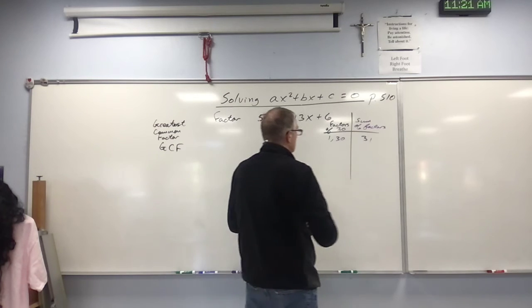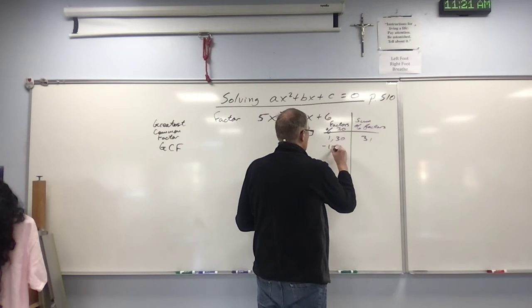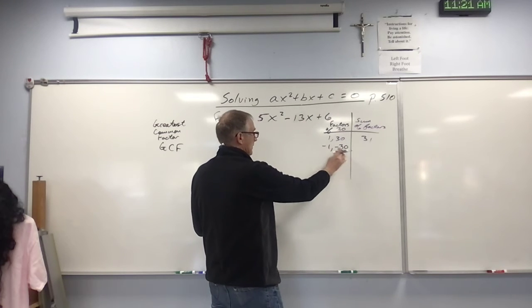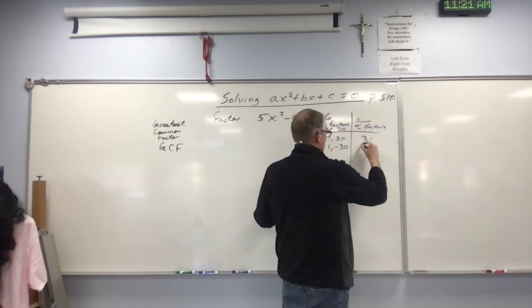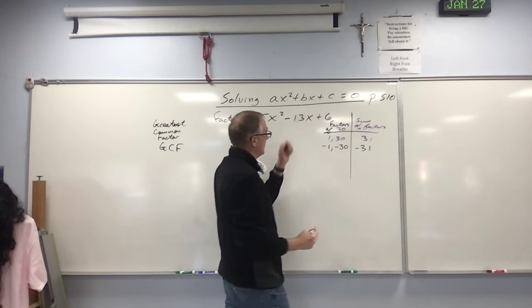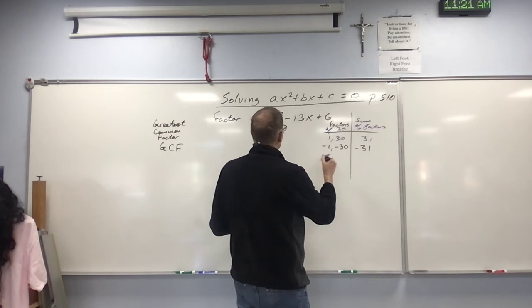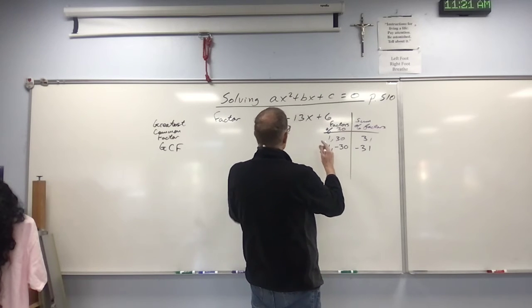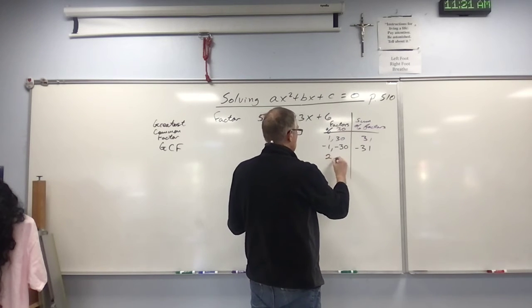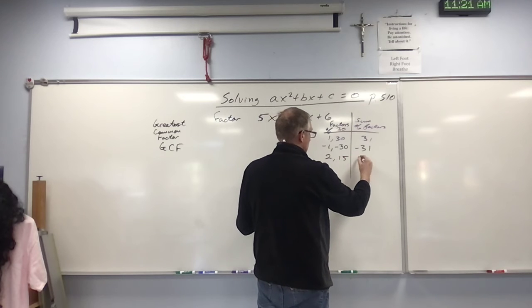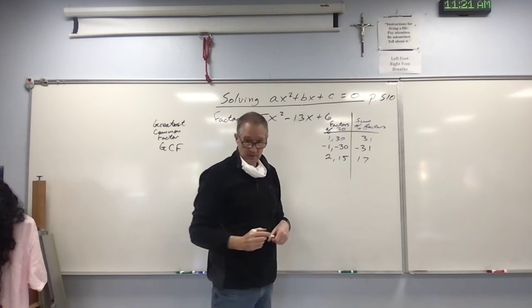Well, I could have done negative 1 and negative 30, because those multiply out. Negative 1 times negative 30 is positive 30. And those would add up to negative 31. Well, that's not negative 13. Let's try, 30 could be 2 times 15, which adds up to 17. Okay, that's not negative 13.